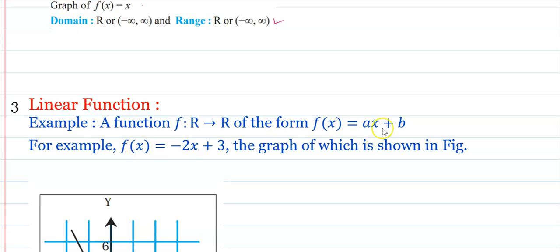Now the next type of function, linear function. Means what? The exponent of this x is 1. That is again f of x, means what? y is equal to f of x is equal to ax plus b. Okay, and here y is equal to ax plus b. This is the equation of the line.